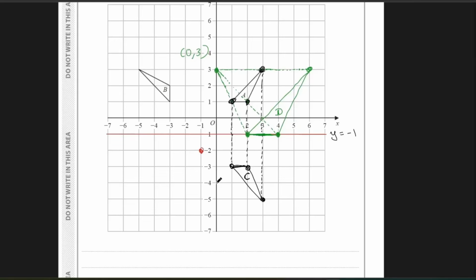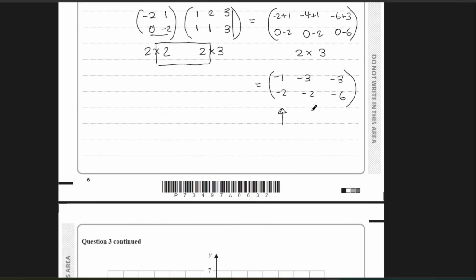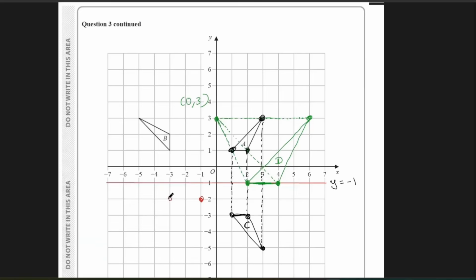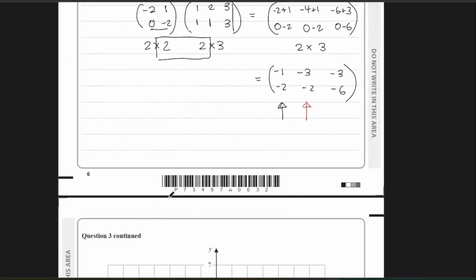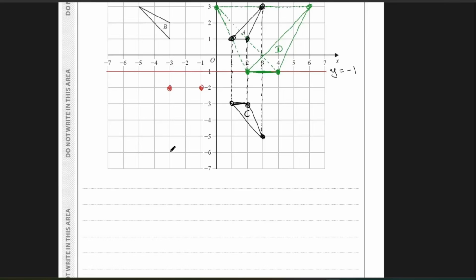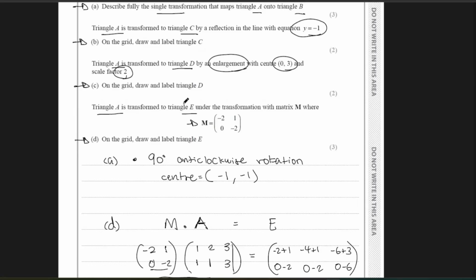That's the first one, -1, -2. The second one, -3, -2. -3, -2 is here. And then the last one, -3, -6. -3, -6 would be here. And if we connect these, I will get the triangle E. This is triangle E. And that's it.